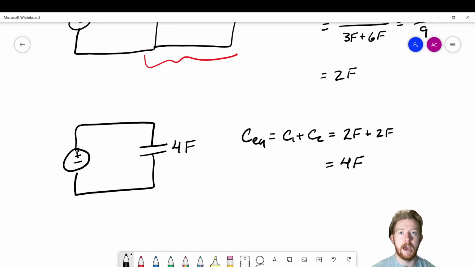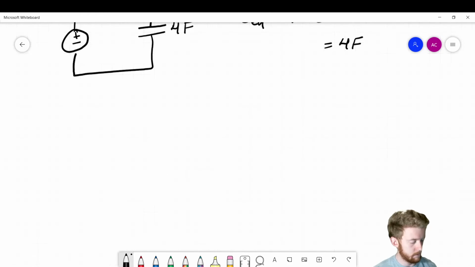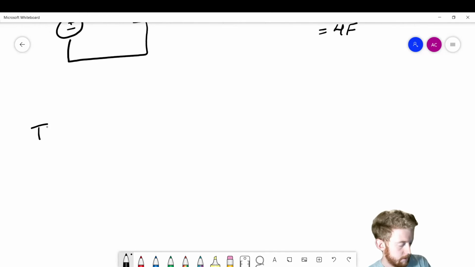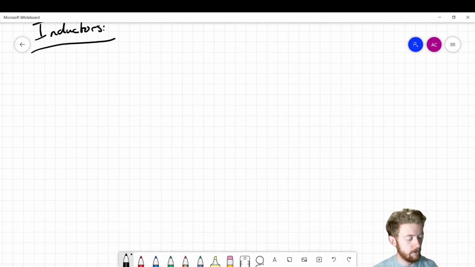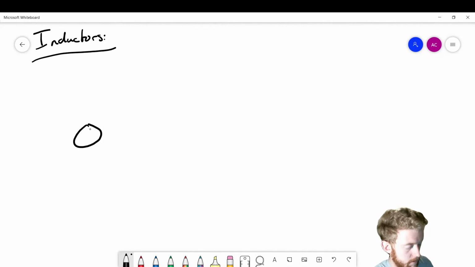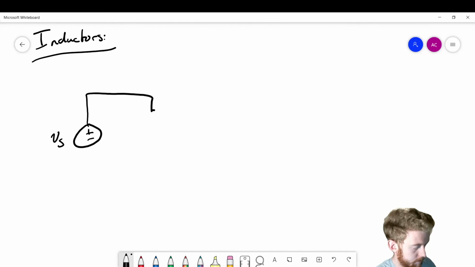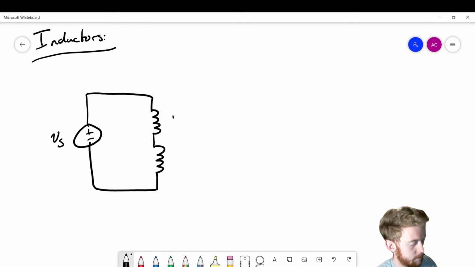Now we need to talk about how we're going to work with inductors. Okay, so let's go ahead and scroll down and start a new section called inductors. So how are we going to handle series and parallel inductors? Okay. So first thing, let's go ahead and look at some inductors in series. So let's say we have this source, which I'll call Vs, and then we have 2 inductors, L1 and L2. Okay, so this is L1, this is L2.